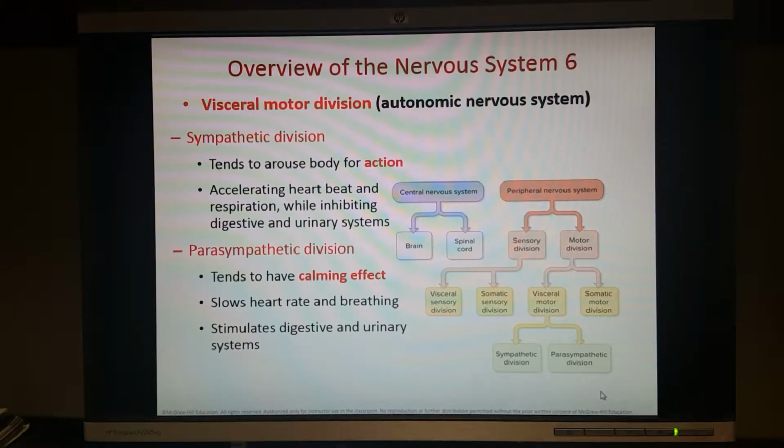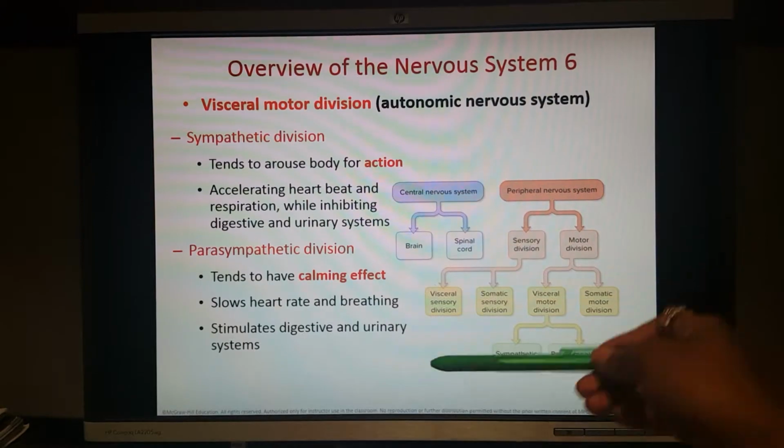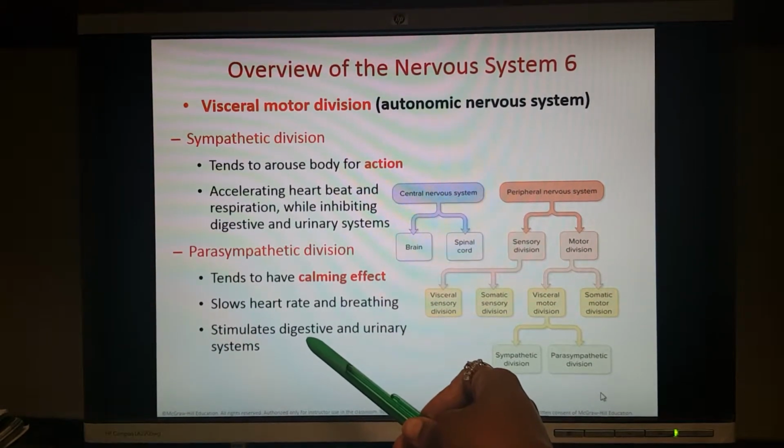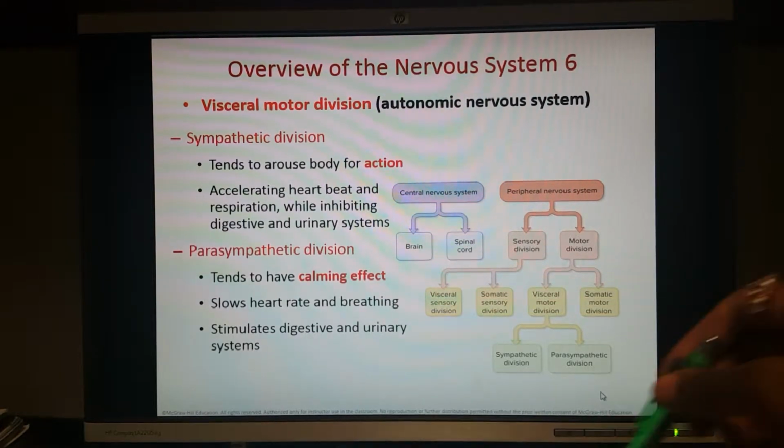This division also is active in some people when they're taking, for example, an exam. Before they're trying to take the exam, of course, you're nervous and your heart's racing, so your body's trying to calm you down, and so the parasympathetic division kicks in. And when it kicks in, you have, for some reason, the sudden feeling like you got to go to the bathroom right before a test. It's because of this division kicking in, trying to calm you down, but also at the same time stimulating your digestive and urinary systems.